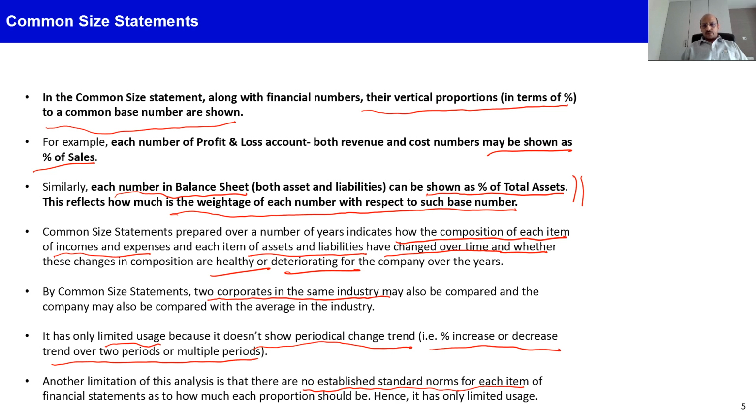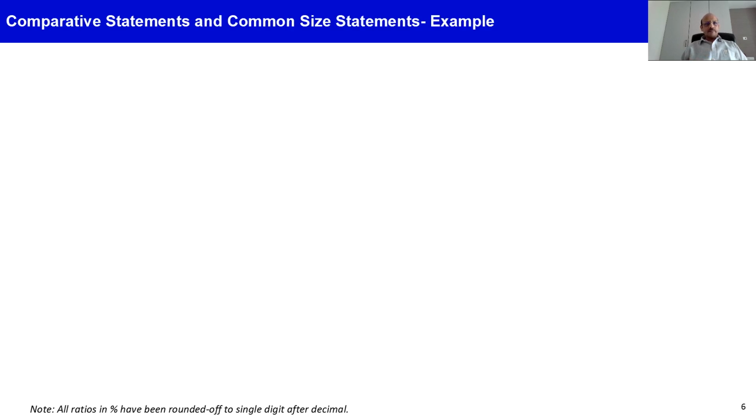There are no standard norms for that. So that's why you can't figure out whether the company has performed better or worse than the standard norms. That's why it has only limited usage. Whenever you want to see the percentage change with respect to the previous year or previous years, you cannot use this common size statement.